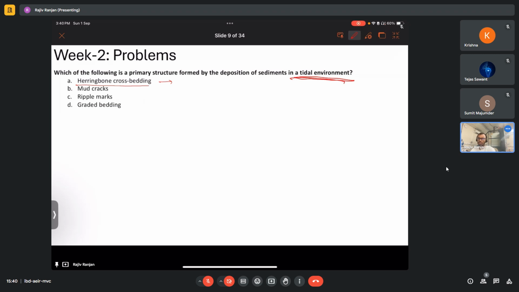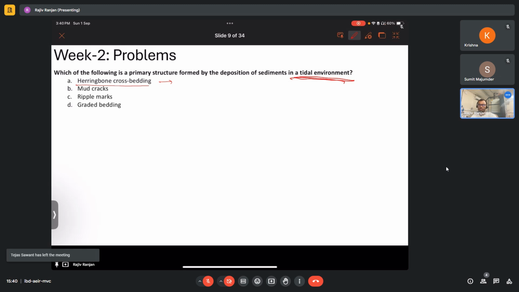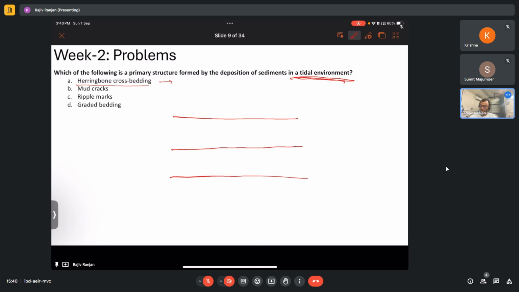Anybody? Is it because the structure is covered? I mean, the formation is quite irregular. So what happens during herringbone? So initially, at time t naught, during a certain interval of time, suppose the direction is such. So due to that, the cross bedding forms.